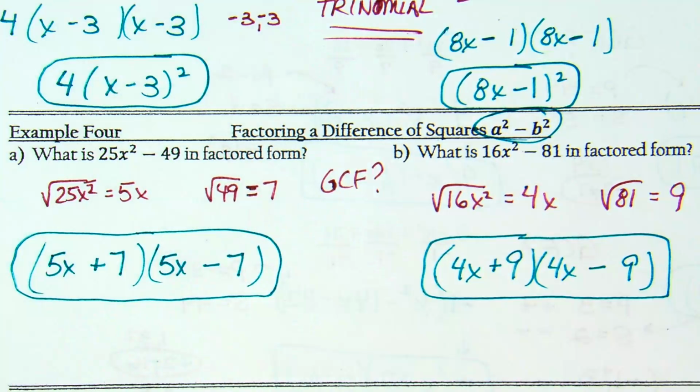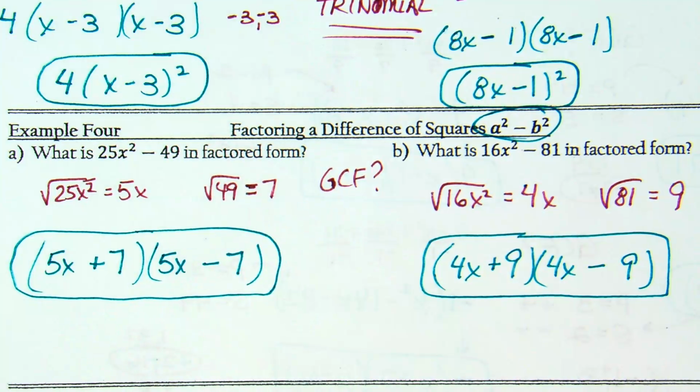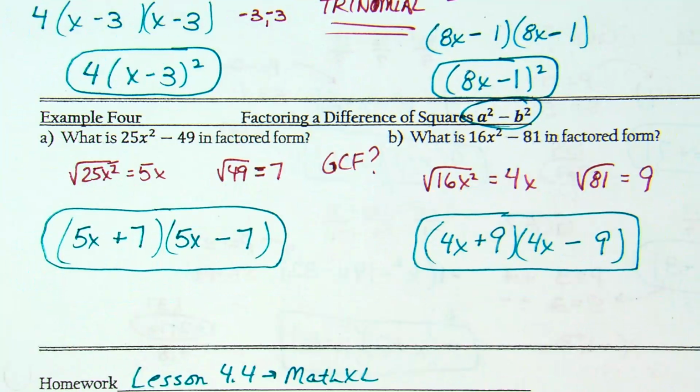Okay, guys. That is your big factoring review. Again, you've got to know how to factor, guys. That is an Algebra 1 skill that we're going to keep using. So, your homework is in Math Excel, Lesson 4.4. It should be there. Some of you may have already started it. It will be due tomorrow.